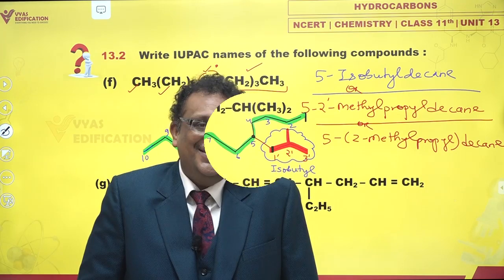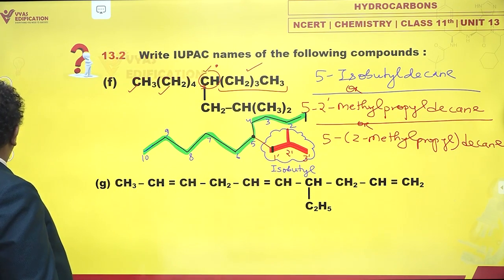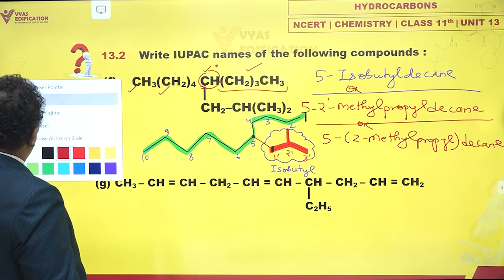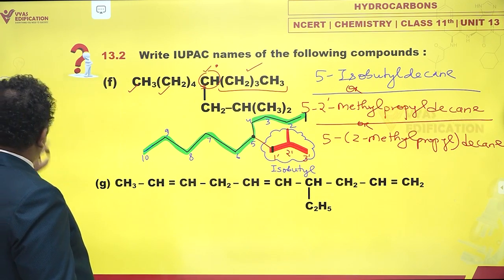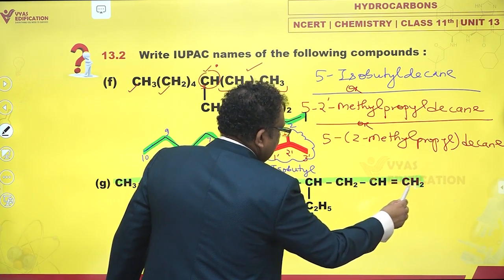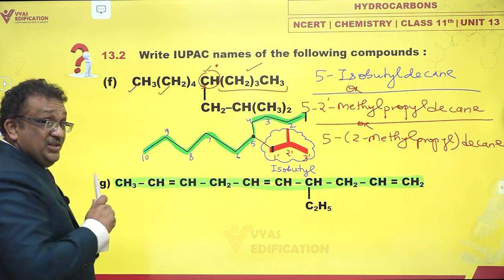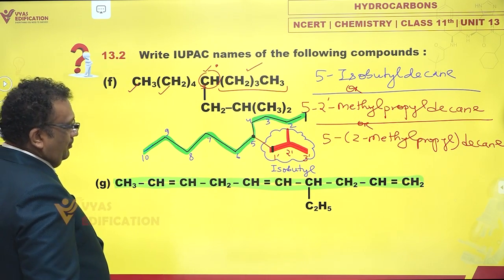Don't you forget. And let's look at G. Oh my God. This is so heavy. I have enormous carbon chain. And needless to say, this carbon chain itself would be the parent carbon chain. This, my dears, would be the main chain. If this is the main chain, from which end should I begin to number?